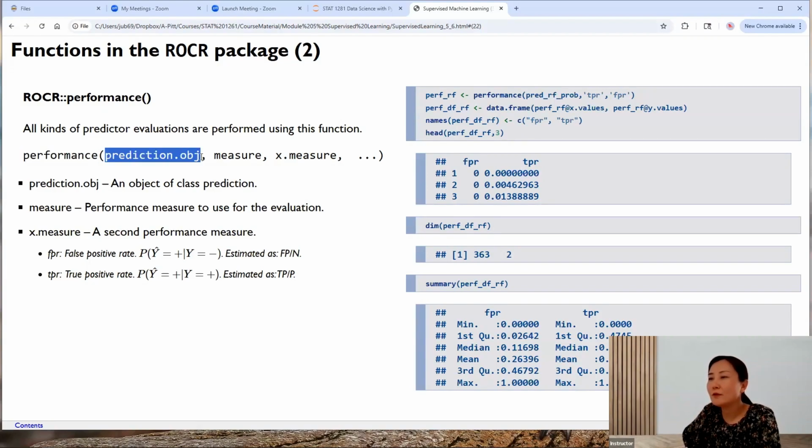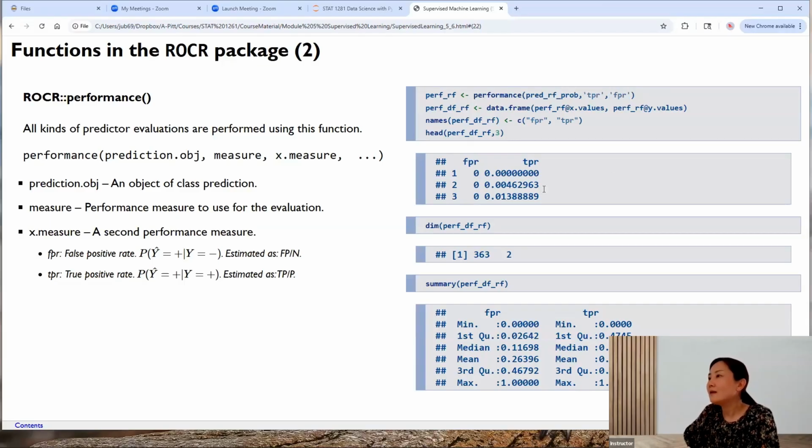You need to provide a few terms: prediction object, measure, and X measure. Prediction object is an object of class prediction. So in our case, it is the probability of the winner is Obama. Okay, so this one we calculated earlier. And then measure. So this is a performance measure used for the evaluation, and X measure is a second performance measure. So this is actually the Y-axis in the ROC curve, which is true positive rate. And the false positive rate is the X-axis.